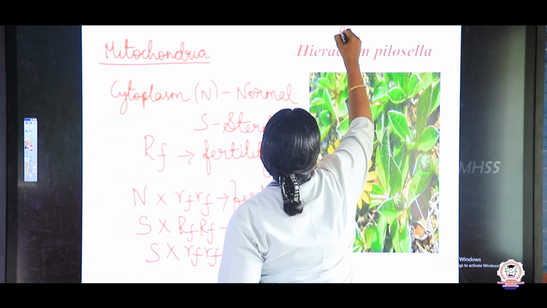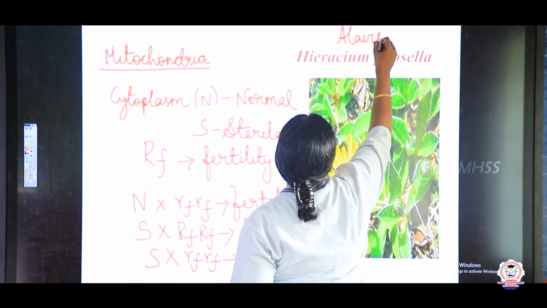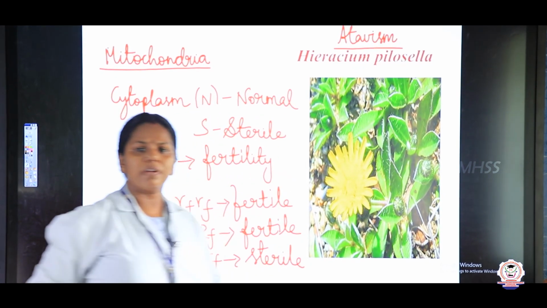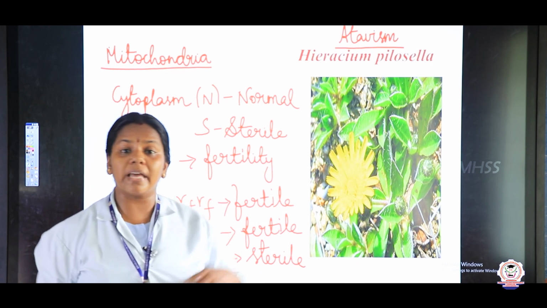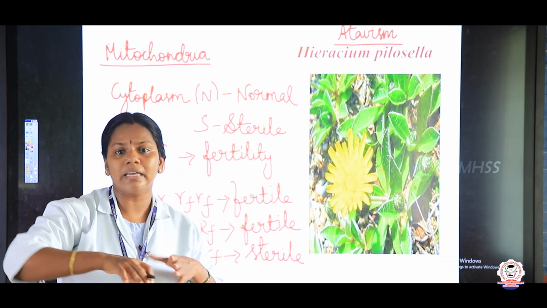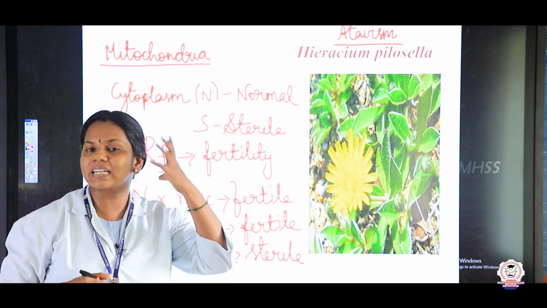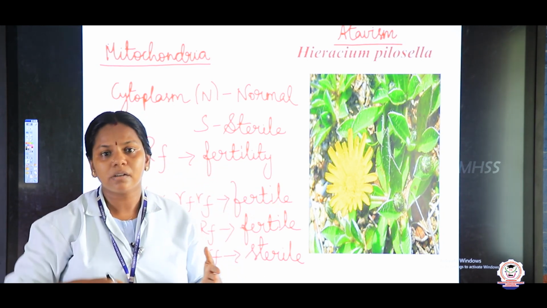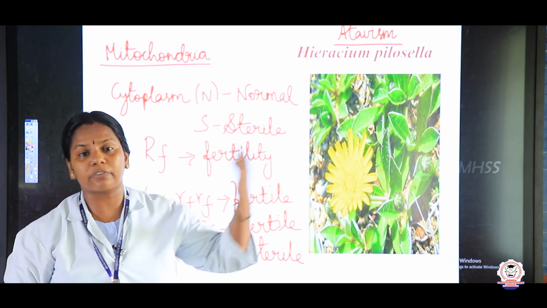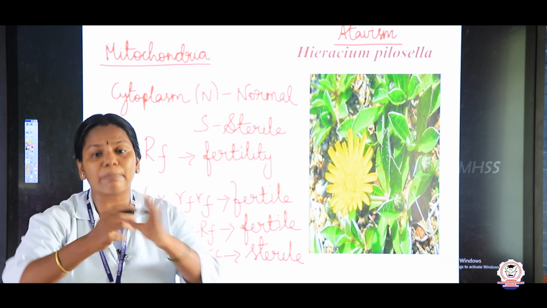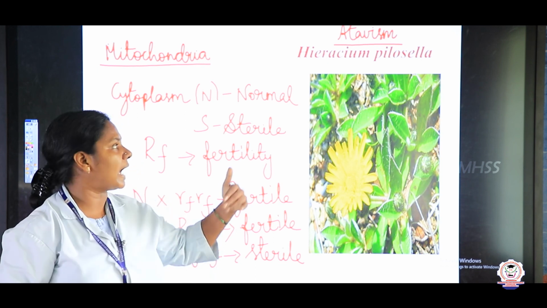What do we say, children? Atavism. What is atavism? You see, children, in human beings also, right, some children get their characters from their grandparents. For example, if a grandfather has curly hair, the next generation of father or mother don't get that, but the grandchildren get the character from the grandfather. So such type of inheritance we call as atavism.